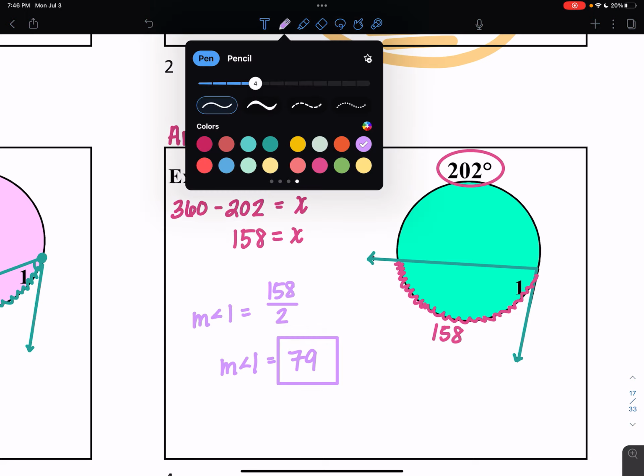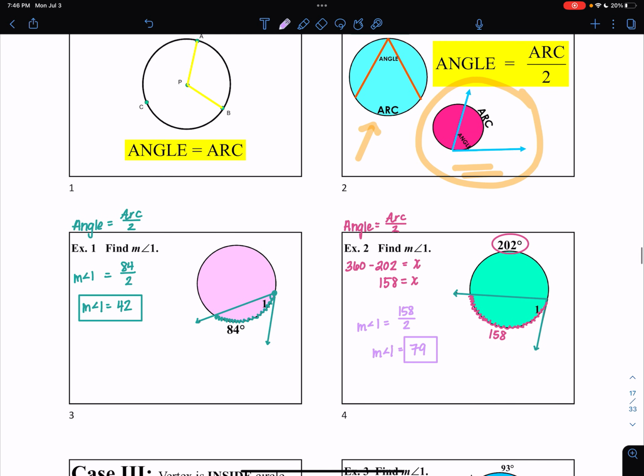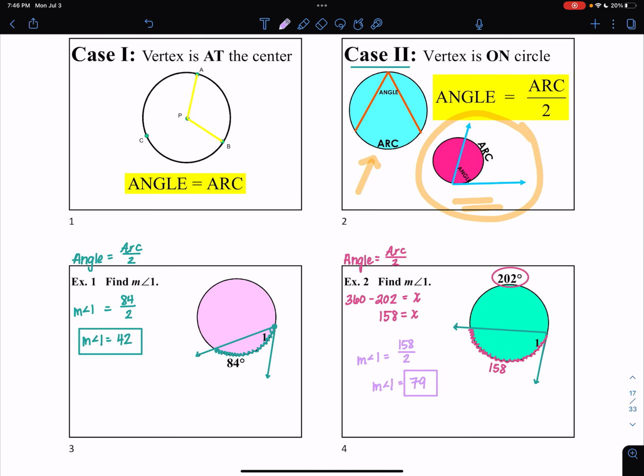All right, you have an activity to do after this on your inscribed angles with their vertex on the circle.